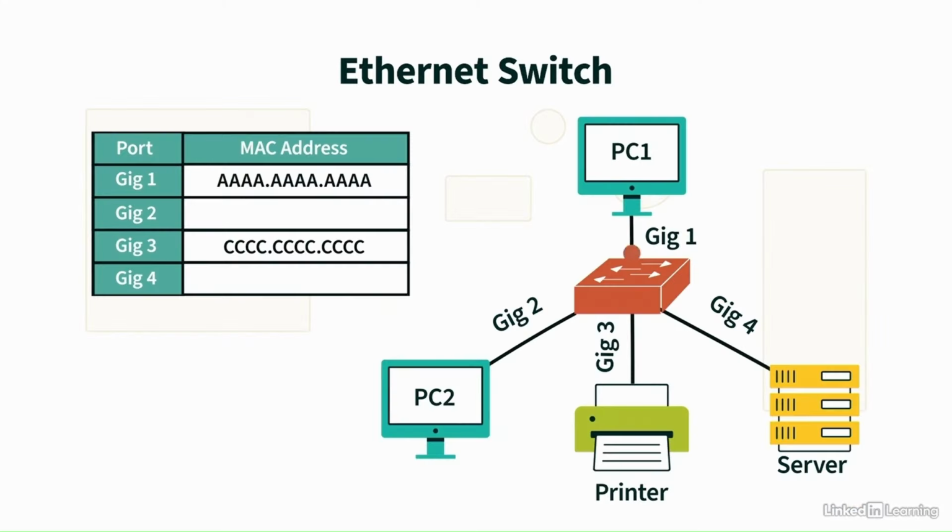The switch also sees that the frame is destined for the all A's MAC address. The switch examines its MAC address table, and it sees that the all A's MAC address lives off of port gig 1. And all subsequent communication from PC1 to the printer goes directly from PC1 through the switch to the printer without any flooding. The reason is, the switch has now learned where the all C's MAC address lives.